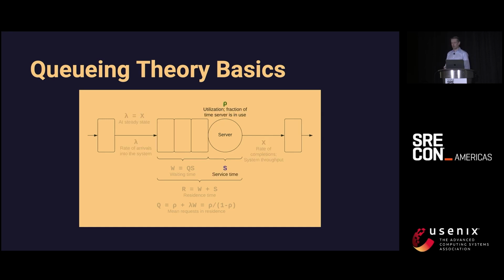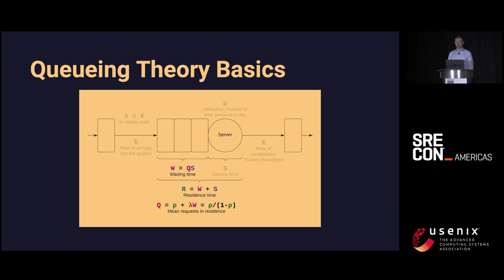So for the server itself, there are two parameters we care about. First is utilization, which is represented by the Greek letter rho, which is how much of the time the server's busy doing work. So 50% utilization means it's busy half the time and idle the other half. The other parameter is the mean service time, represented by the capital S, which is the average amount of time the server takes to do work. So it's the time it spends actually doing work.